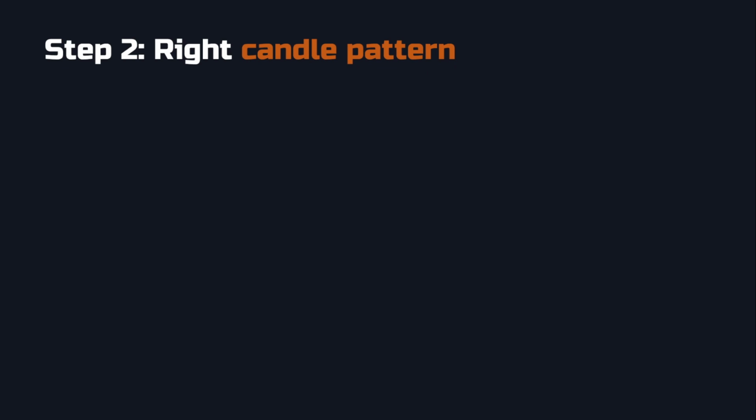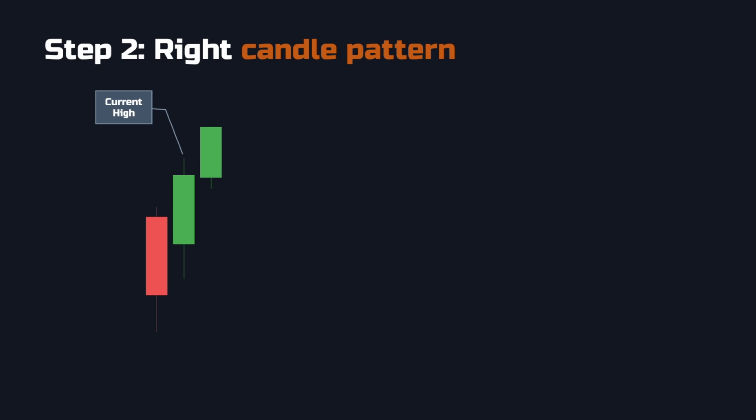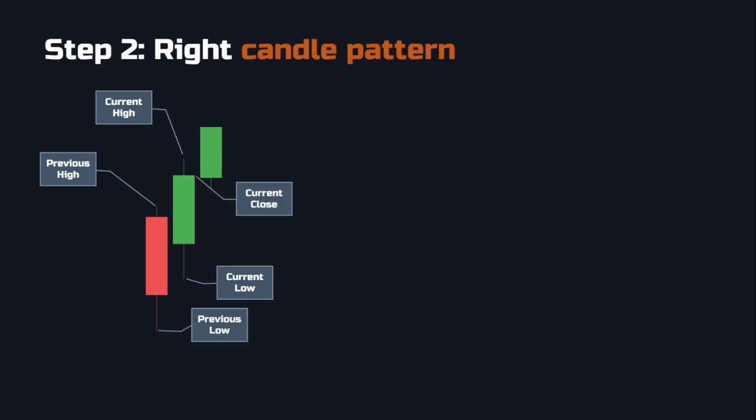The second step of this strategy is to find the right candle pattern. A bullish pattern is when a red candle is followed by 2 green candles. The rules for the green candles are: the high of the current candle is higher than the previous candle, the low of the current candle is lower than the previous candle, and the closing price of the current candle is higher than the closing price of the previous candle.